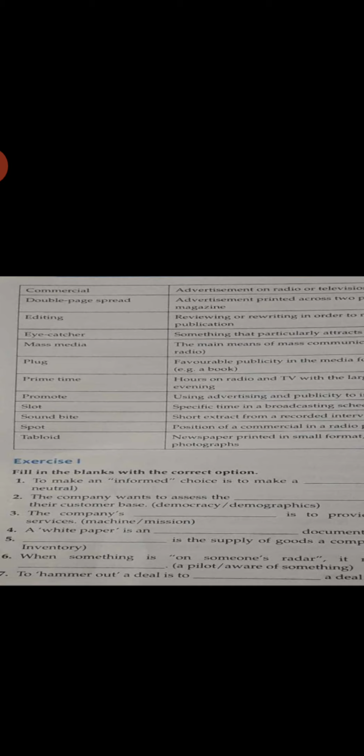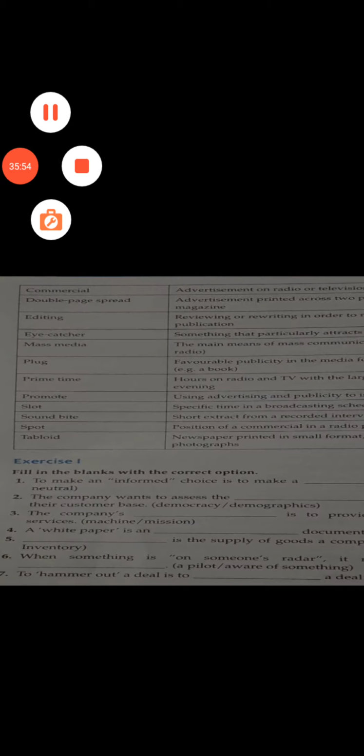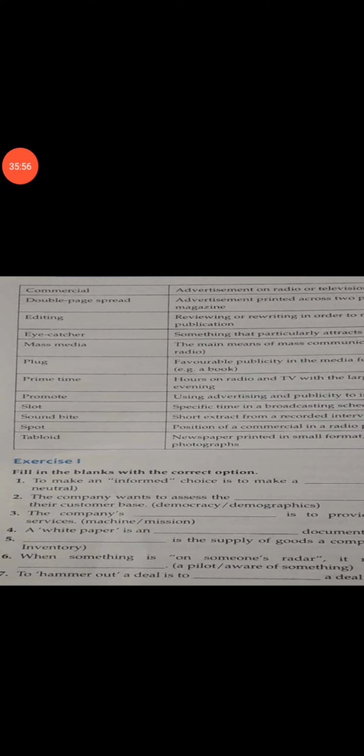Now we are going to see exercise number 1. Fill in the blanks with the correct option. To make an informed choice is to make a dash choice. Is it wise or neutral? So, to make an informed choice is to make a wise choice. Wise is the correct answer.